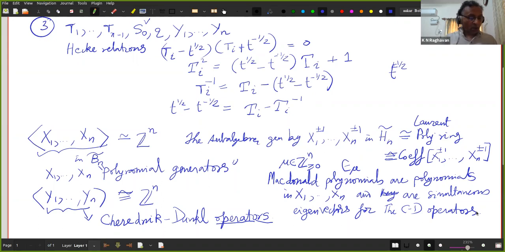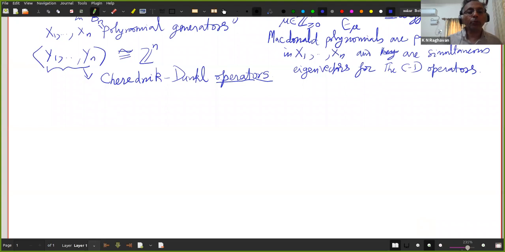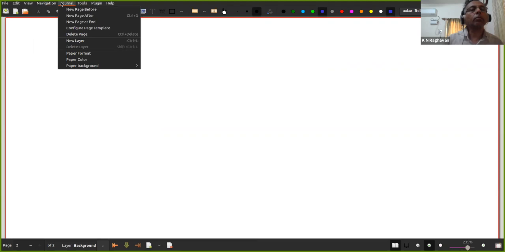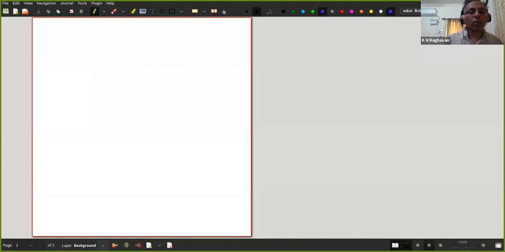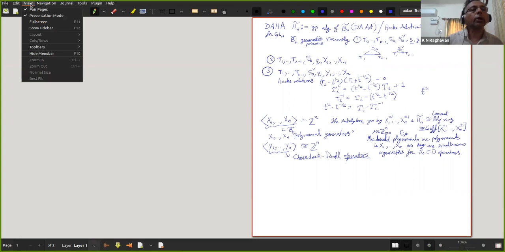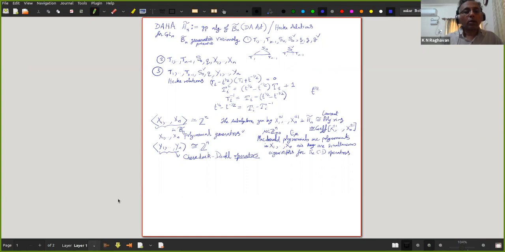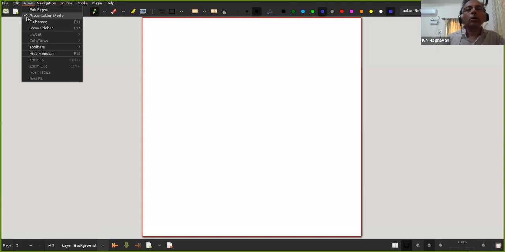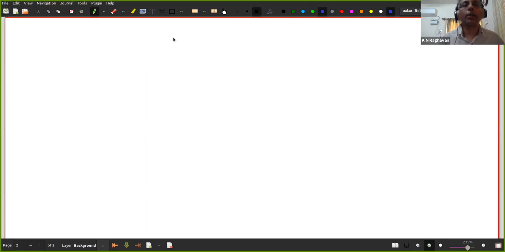Now let me remind you also of the polynomial representation. Maybe I can go to a new page. Let me try this, if this pairing works. This is not going to happen, sorry. So should I enlarge this? I guess this is better, right, Venkatesh, rather than presentation mode? Yeah, this is better.